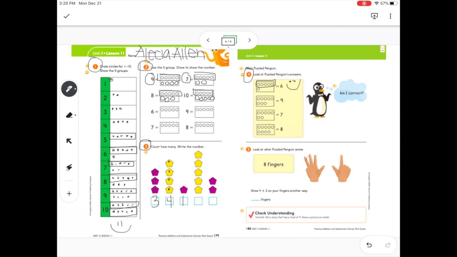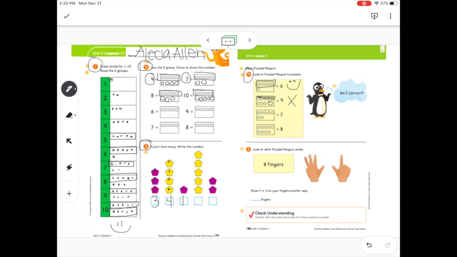All right, next, remember, this is a 5 group already. 5, 6, 7, 8. He wrote a 9 here for some reason. Silly Puzzled Penguin, that one's not right. I'm going to put an X next to it, but I'm also going to help Puzzled Penguin by fixing it for him. 5, 6, 7, 8, 9. I added that last circle to show him how to fix his error.